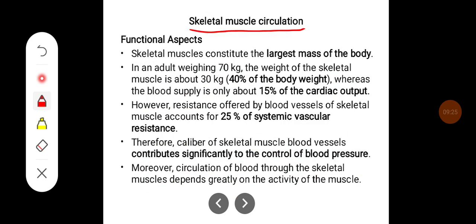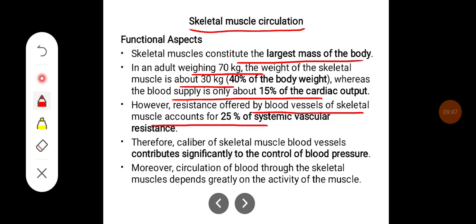Skeletal muscle circulation. Skeletal muscles constitute the largest mass of the body. In an adult weighing 70 kg, the weight of the skeletal muscle is about 30 kg, that is about 40% of the body weight, whereas the blood supplies only about 15% of the cardiac output. However, the resistance offered by the blood vessels of skeletal muscle accounts for 25% of the systemic vascular resistance. Therefore, the caliber of skeletal muscle blood vessels contributes significantly to the control of blood pressure.